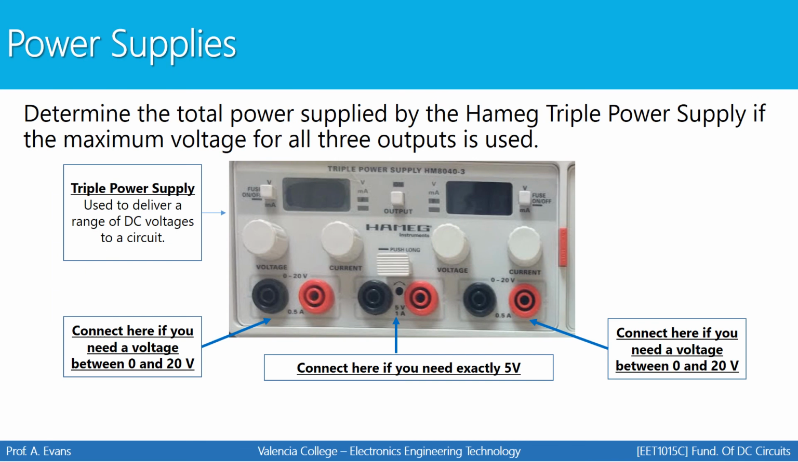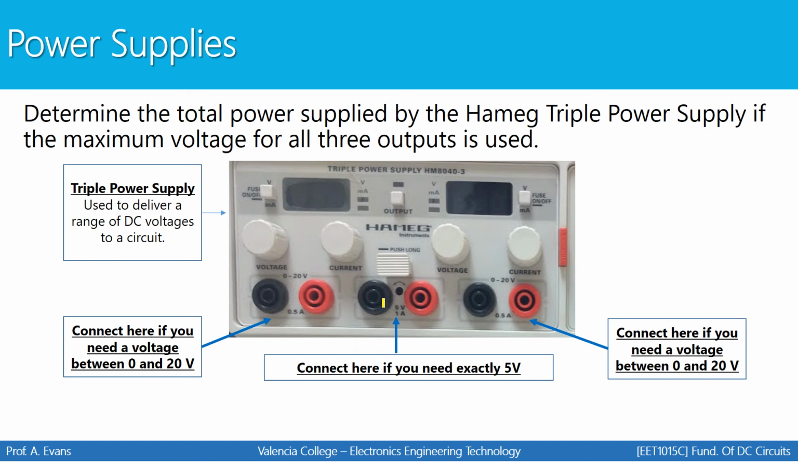So if we look at our Hammond triple power supply, we're now going to determine the total power supplied if the maximum voltage is used for all 3 outputs. Remember, the outputs on the left and the right have a maximum of 20 volts with a current of 0.5 amps, and the output in the middle has a maximum of 5 volts with a current of 1 amp.